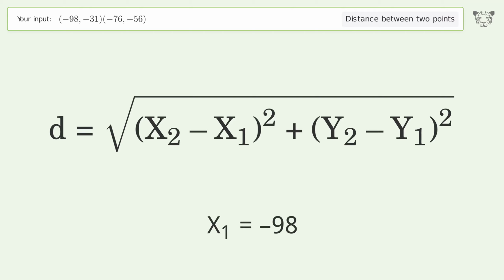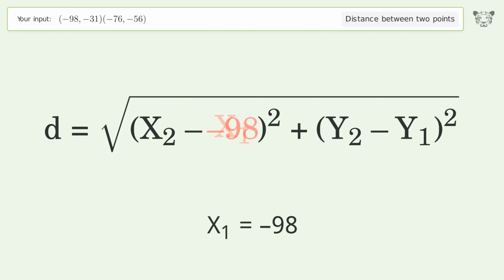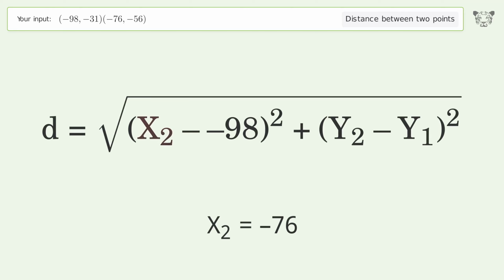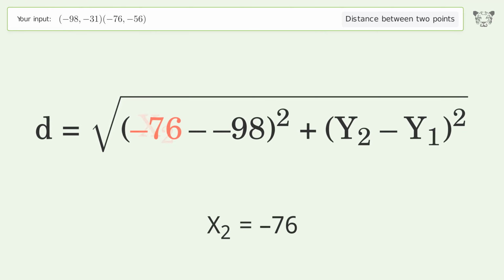x1 equals -98. x2 equals -76. y1 equals -31. y2 equals -56.